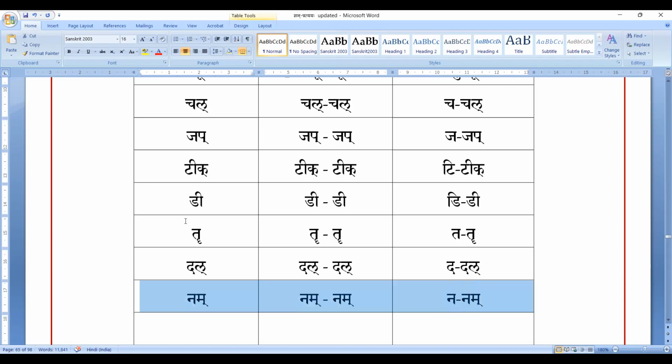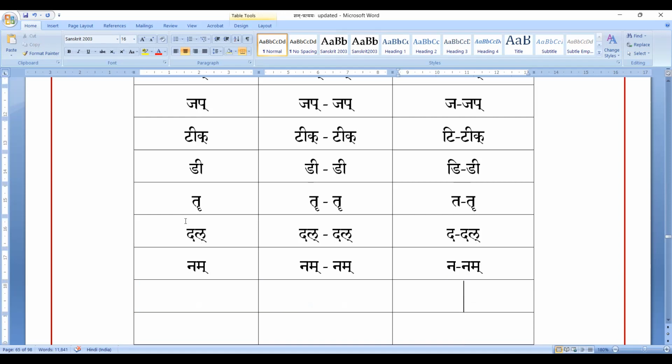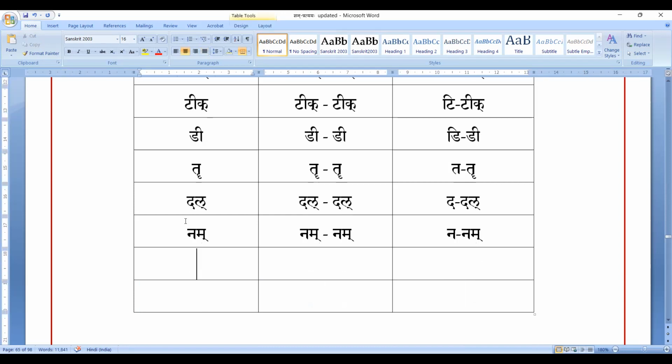So nanam, the fifth letter of the class, that will remain as it is. It is an anunasika letter, so you cannot replace it by any other letter. Because the adesha is jash and char cannot come, so jash also cannot come. Therefore, only first and second become first, third and fourth become third. The fifth letter remains as it is.